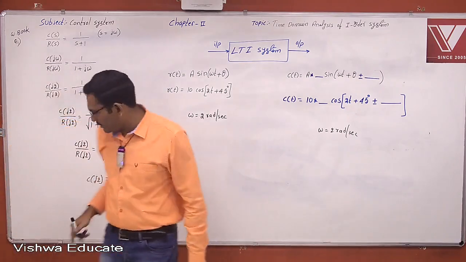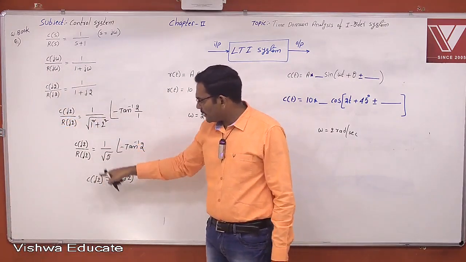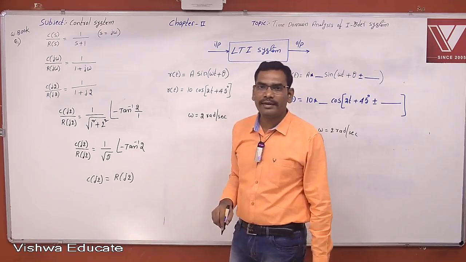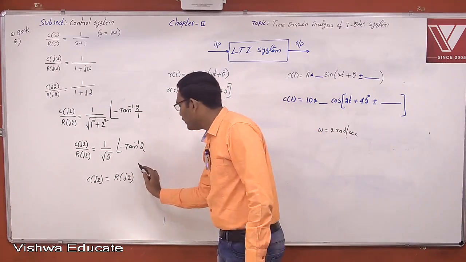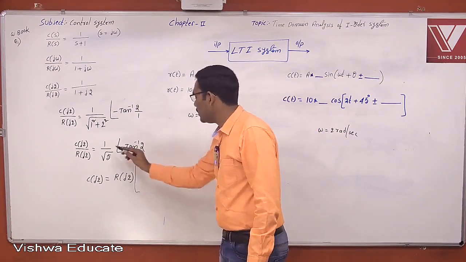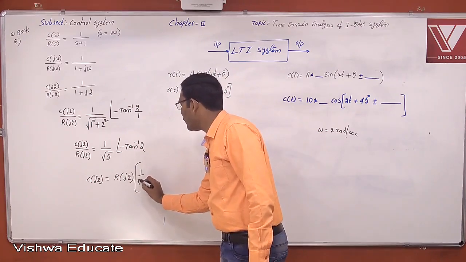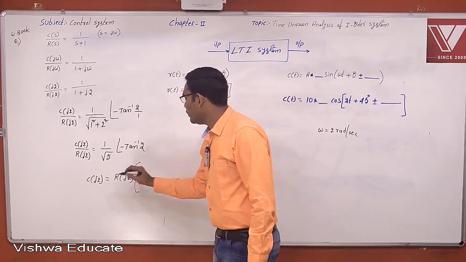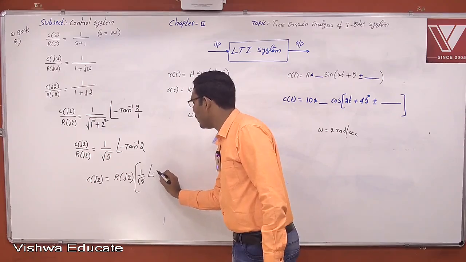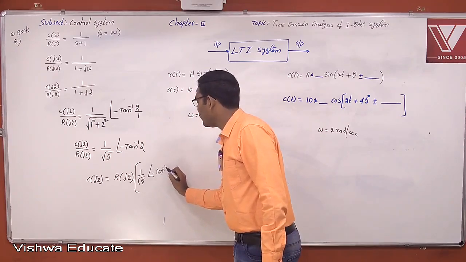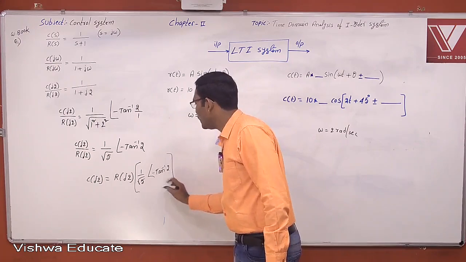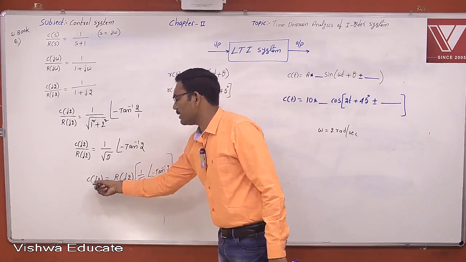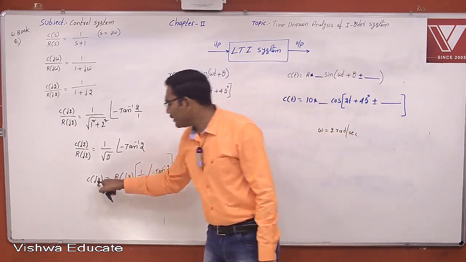Both are the same. See here, the output at 2 radians per second is equal to the input at 2 radians per second. But where is the change? At the input side, there is a change in magnitude of 1 by root 5. At the input side, there is a change in phase of minus tan inverse 2. Then it should be the sinusoidal response at the output at 2 radians per second.